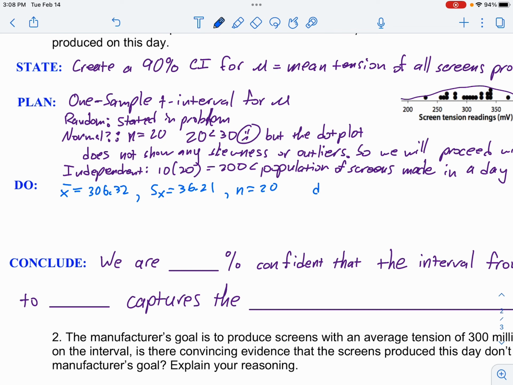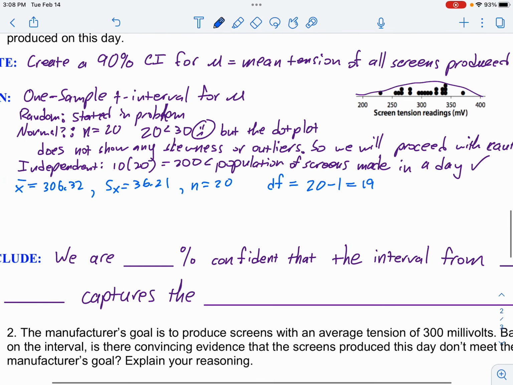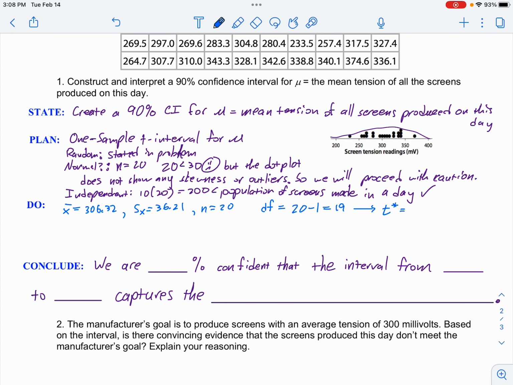Also, we need to know our degrees of freedom. DF is 20 minus 1, so it's 19. Okay. I'm going to use that to get my T star. I need to look at my packet. So in my packet, remember, I'm going to look up 90% and 19 and see where they intersect.